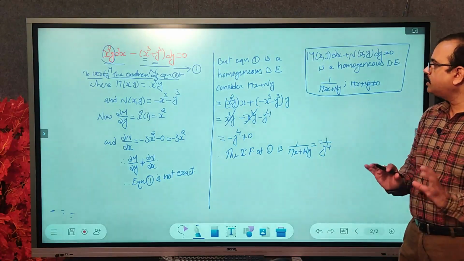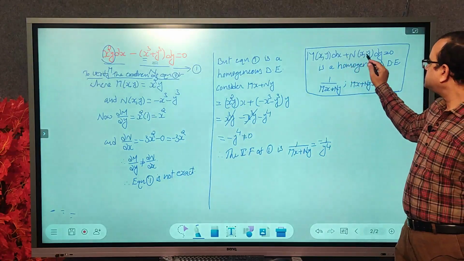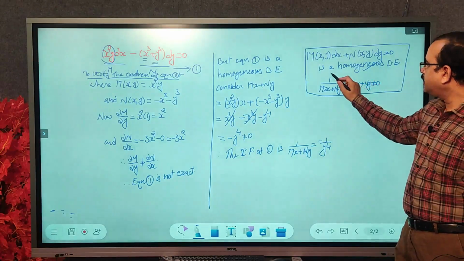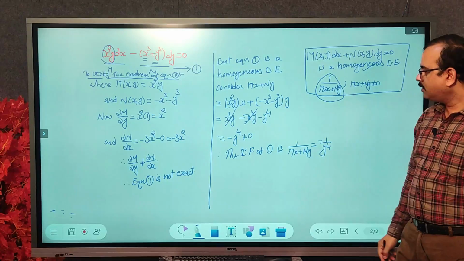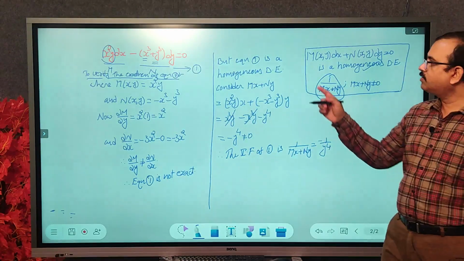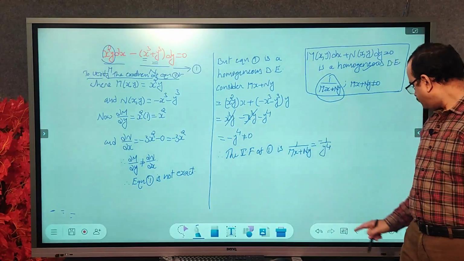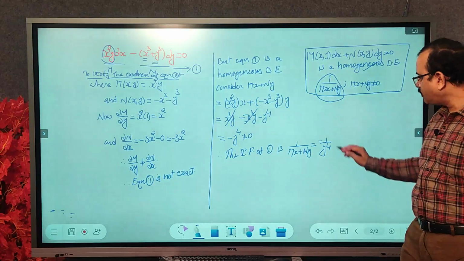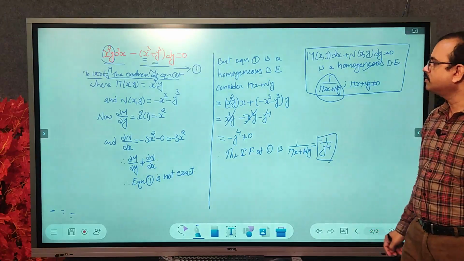As per the rule, whenever M dx plus N dy is a homogeneous differential equation, then we can take 1 by Mx plus Ny as an integrating factor. Once we know that this is the integrating factor, the next step is to multiply the given DE with this integrating factor, and then solve that. That we will see now. Now our integrating factor is minus 1 by y power 4.